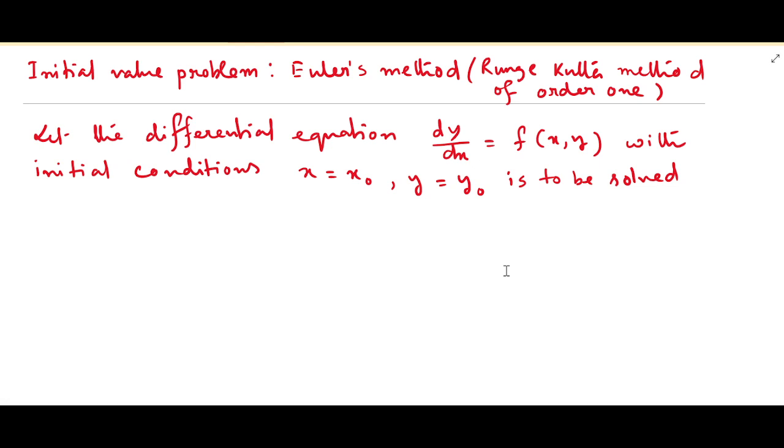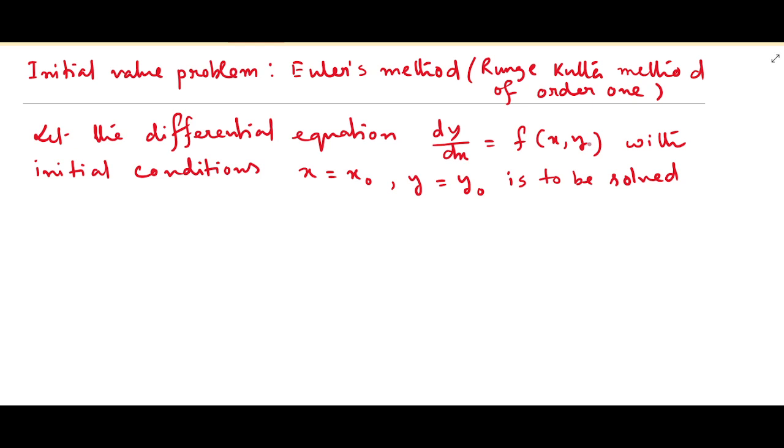So we have already learned the Taylor series method, which comes under initial value problems, and today we'll learn Euler's method, which is another initial value problem. This method is also called the Runge-Kutta method of order 1. So let us first consider a differential equation dy by dx equals f of x comma y.